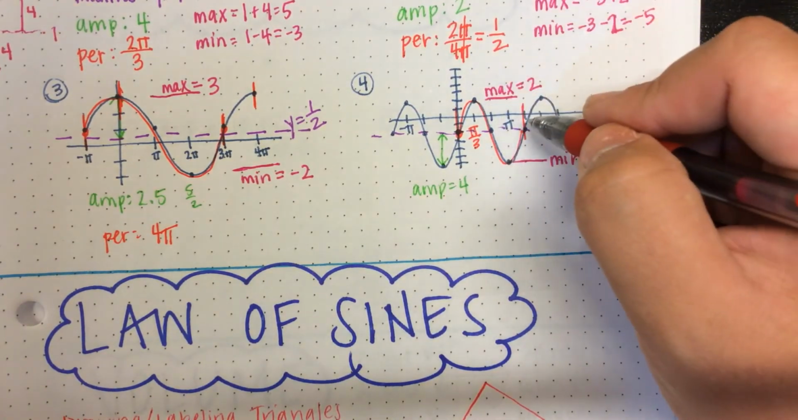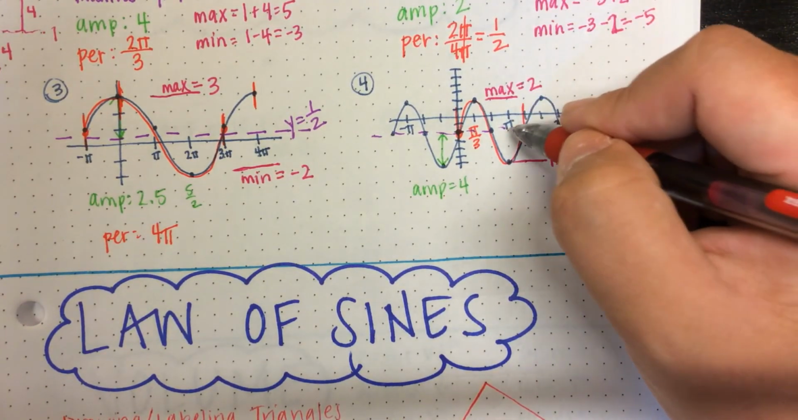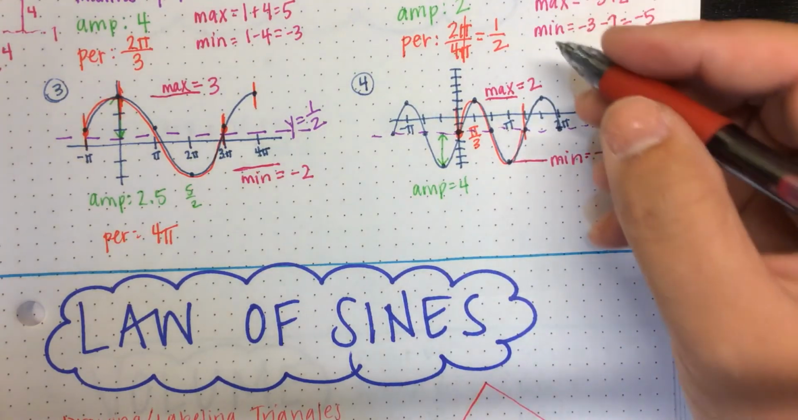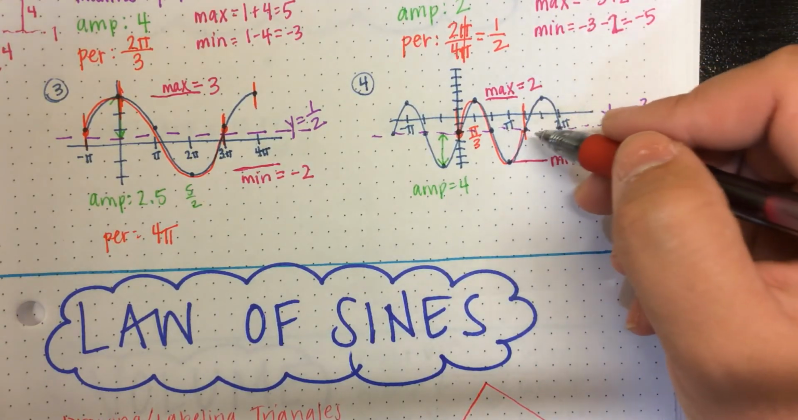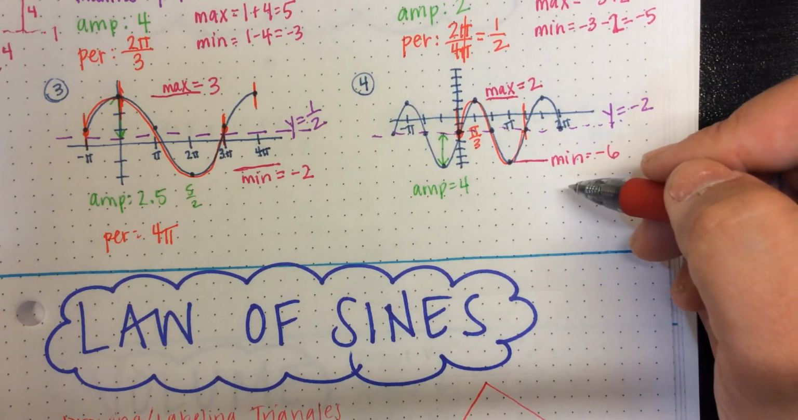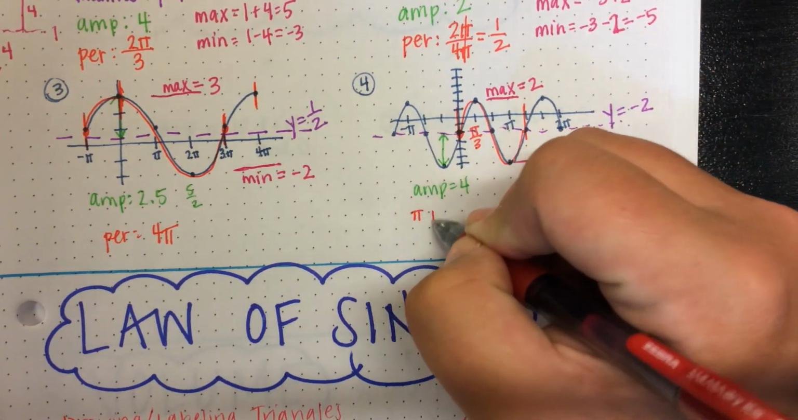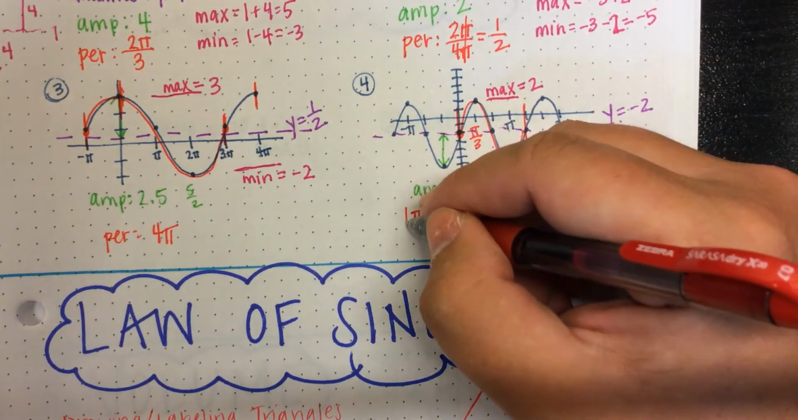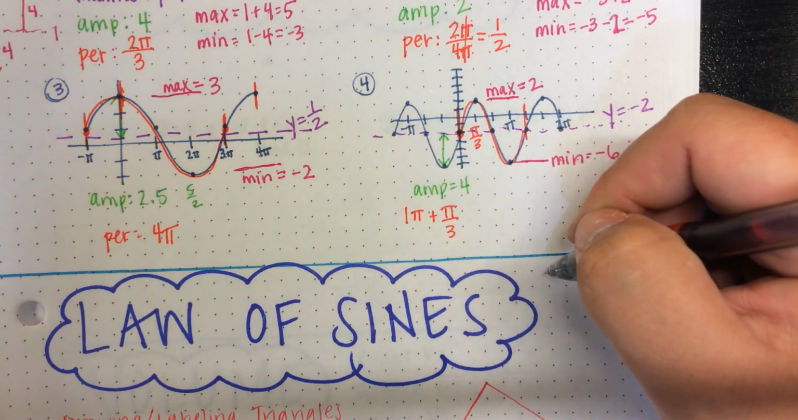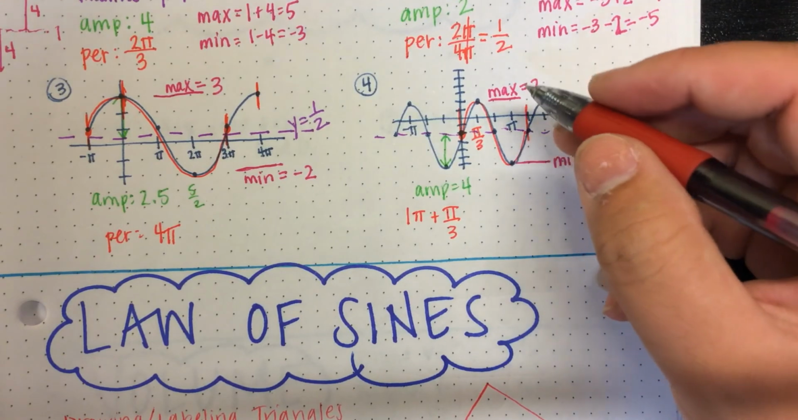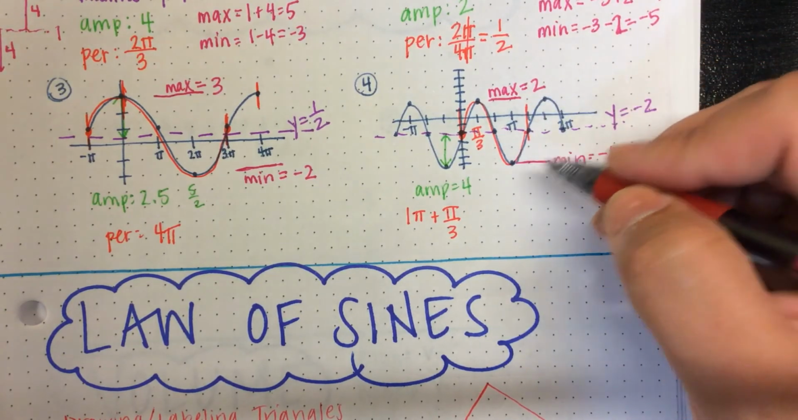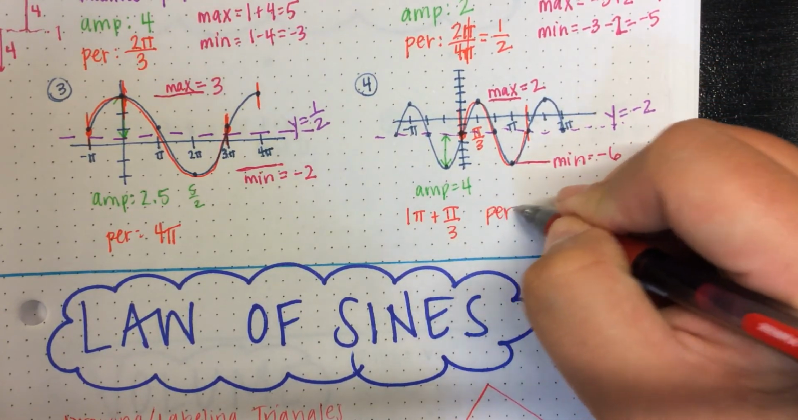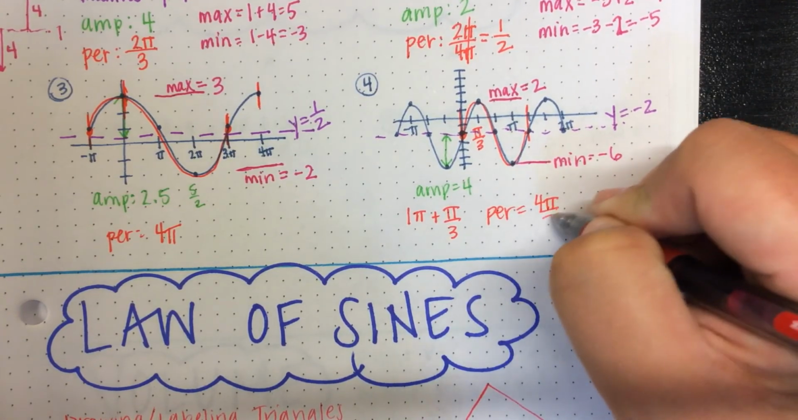Okay, so now I need to go 1 tick mark past pi. So that means I need to do pi plus pi over 3. All right, so that's crazy looking, but pi plus pi over 3. This is like 1 plus a third. Okay, so 1 plus a third is 1 1/3, or 4 thirds. So that means that my period is 4 pi over 3.